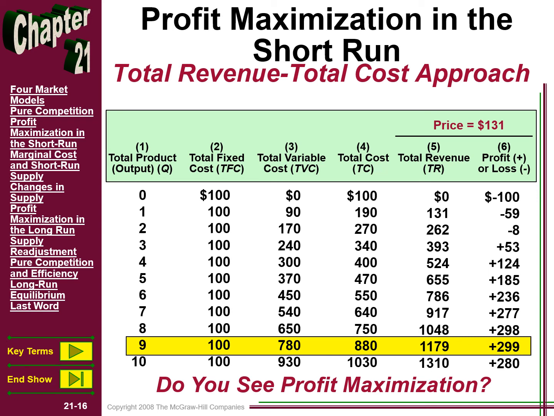So you get price 131 times quantity 9 gives you your total revenue of $1,179. The firm has fixed cost and the firm has variable cost. If you add the fixed cost and variable cost together at 9 units of output, the firm has a total cost of $880. So to determine profit, you take total revenue, $1,179 minus $880, and that gives you a profit in the short run of $299.